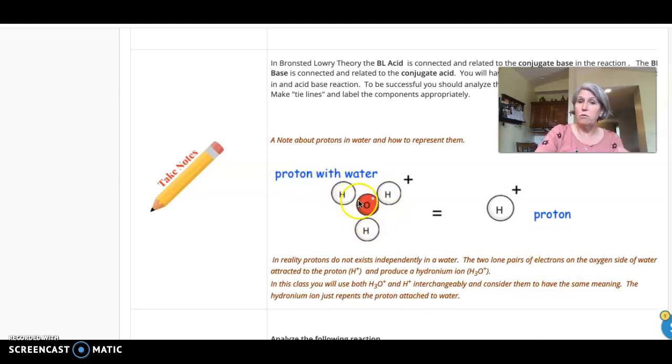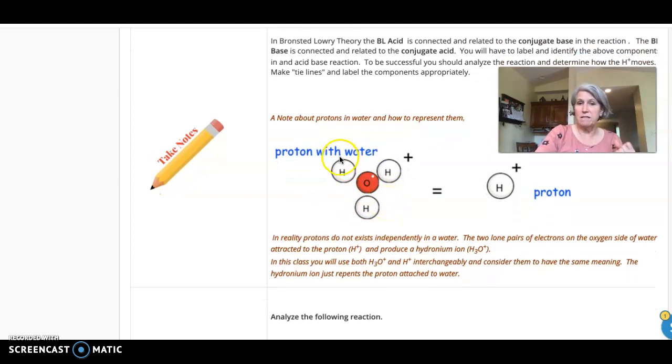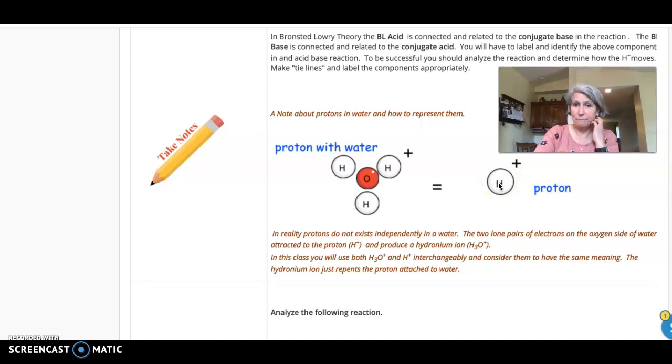So what you should understand is this is sometimes called the hydronium ion, and it is analogous to the same thing as a proton. It's just that sometimes we show it with water as H3O plus, as I state here, and sometimes we don't. So you should just get used to those being the exact same thing.